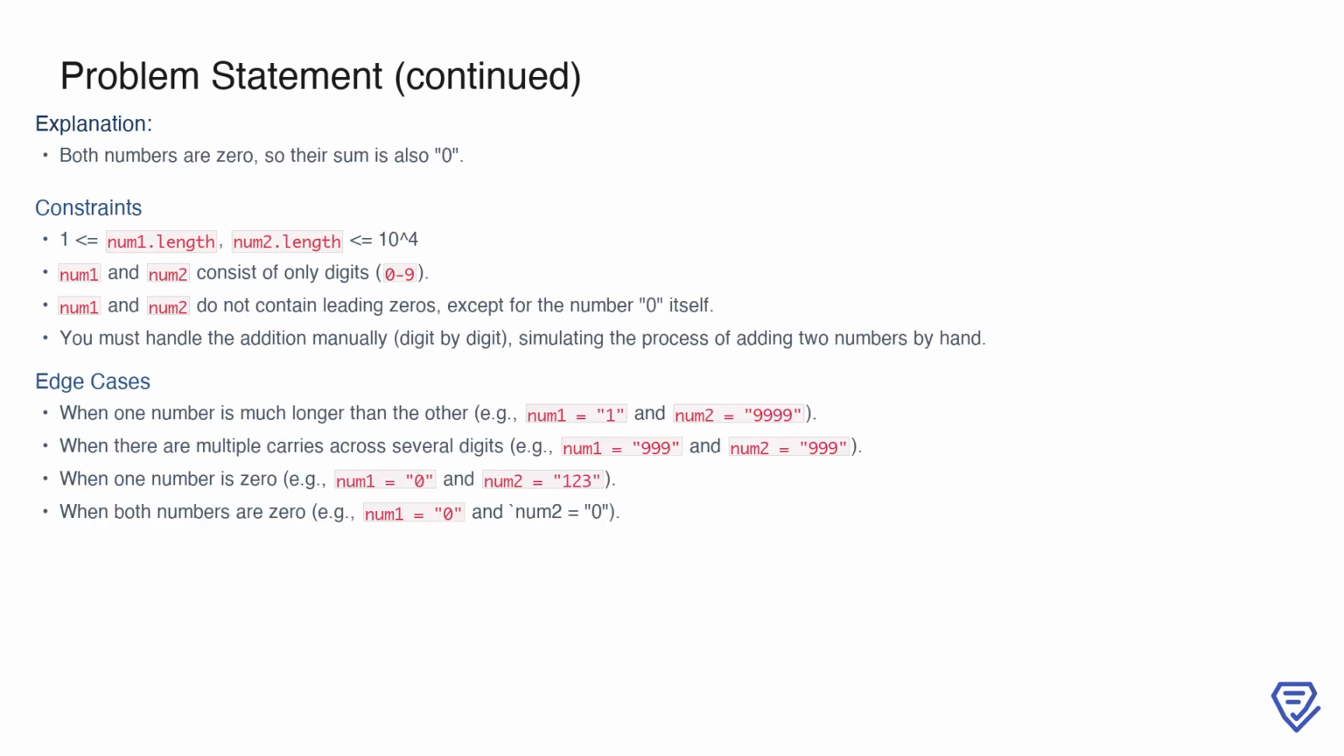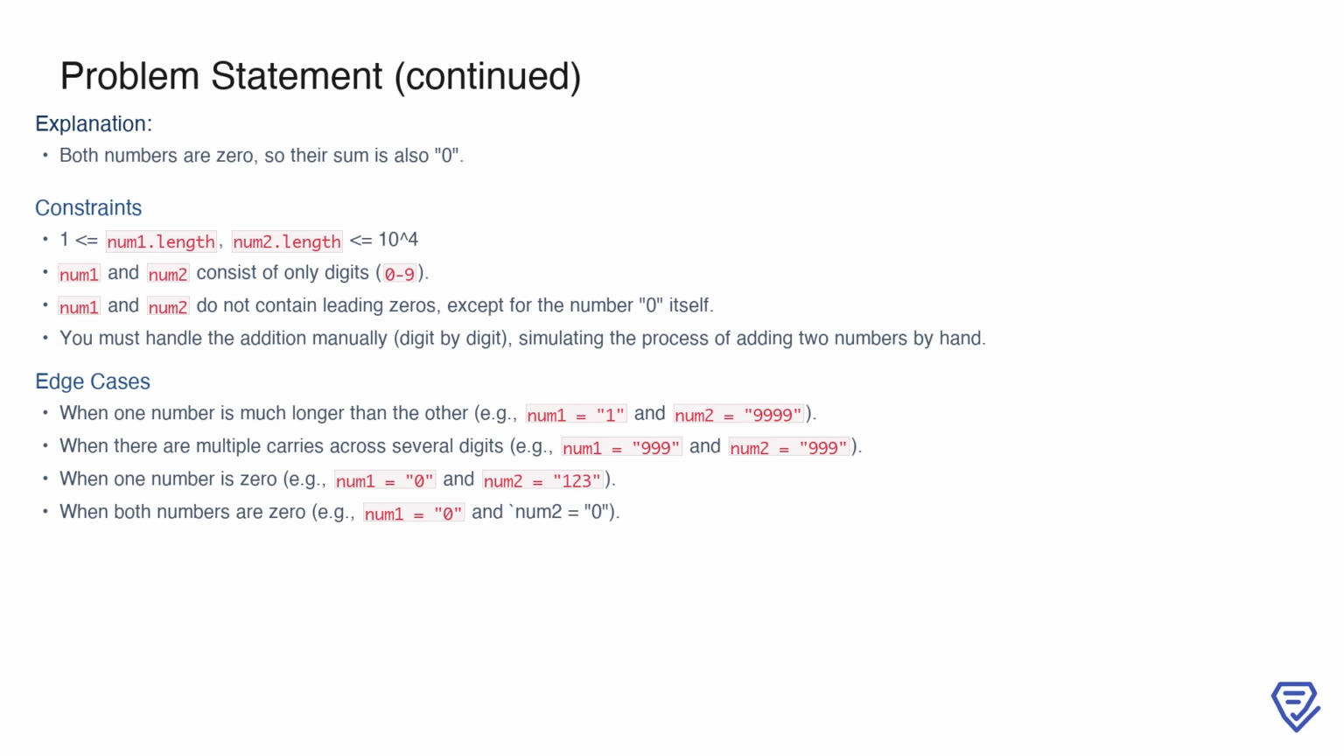In the third example, the inputs are number 1 equals 0 and number 2 equals 0. Since both numbers are 0, their sum is straightforwardly 0. This highlights a trivial case where no computation is necessary beyond recognizing that the sum of two zeros is still 0.